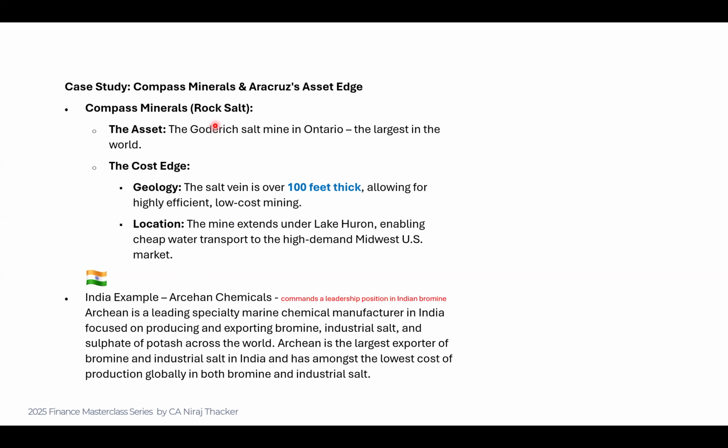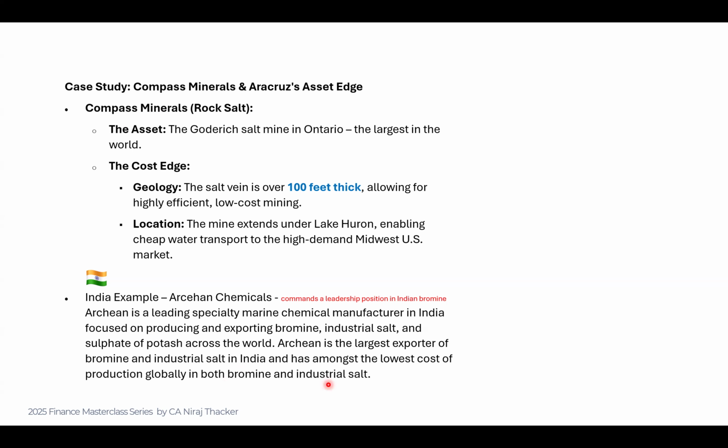One more example is Rock-Compass Minerals, where at 100 feet thick they got a very good reserve. But I have taken a better example here, the Indian example, Archean Chemicals. They command a leadership position in India in bromine. It's a leading specialty marine chemical manufacturer in India, exporting bromine and sulfate of potash around the world. Archean is the largest exporter of bromine and industrial salt in India, and has among the lowest cost of production globally in both bromine and industrial salts. Very, very interesting company.